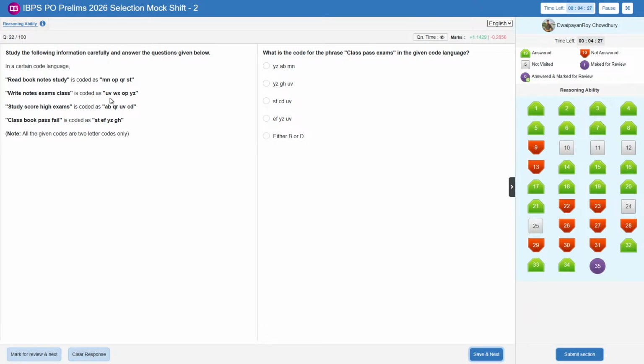So class pass is going to be class, because only class is going to be OP, no YZ. YZ is class. Now pass is here only. So the book is also no, fail is also here only. So pass fail both here. So I guess either-or will definitely come, because pass is nowhere else, fail is nowhere else. So definitely either-or will come.